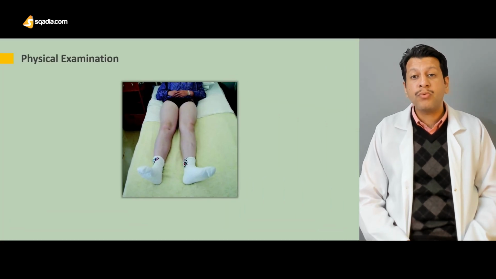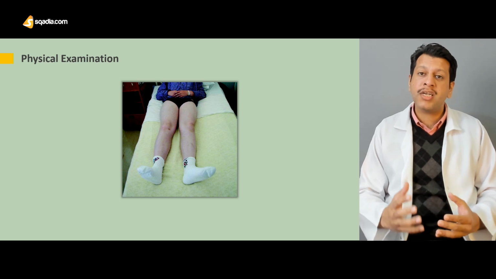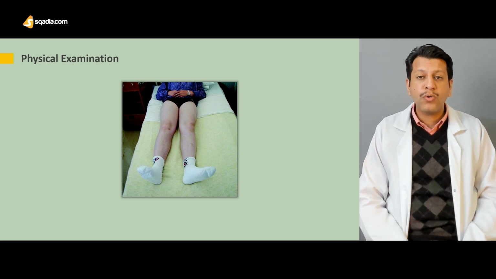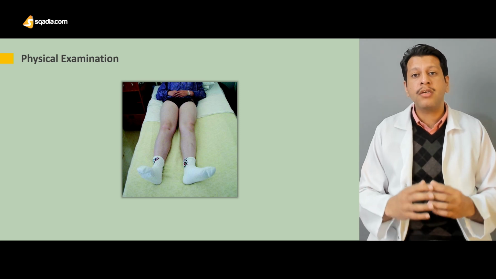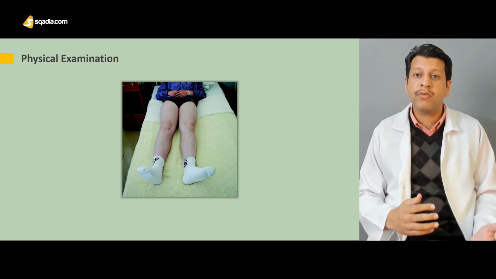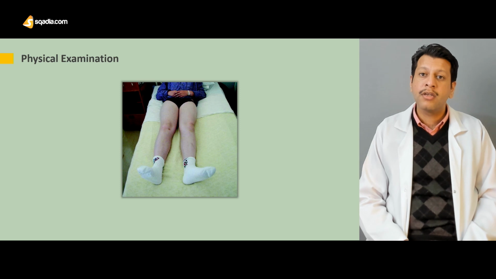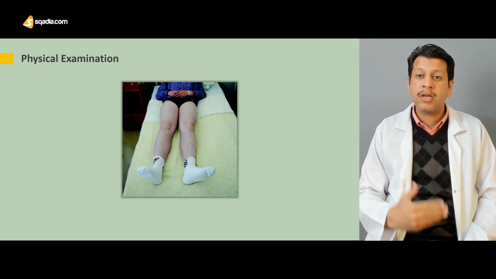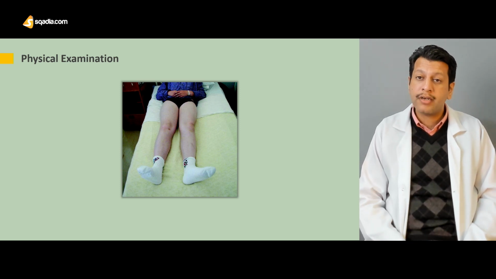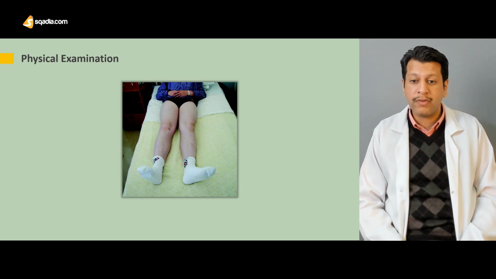Then we're moving on towards the points of SCFE on history and examination, what to look for, and how to rule out certain diseases which are associated with SCFE, that is hypogonadism, hypopituitarism, hypothyroidism, and renal osteodystrophy.